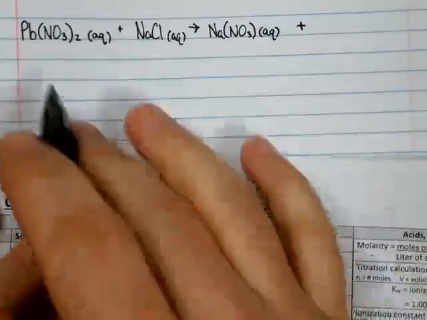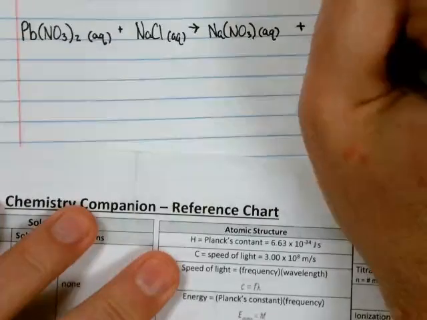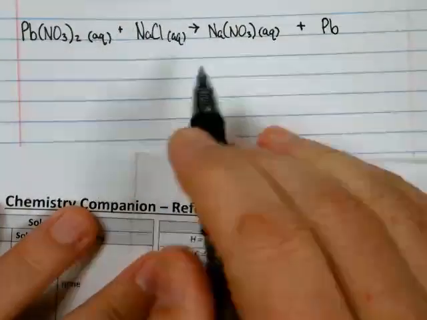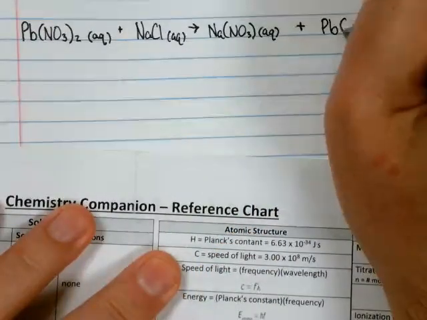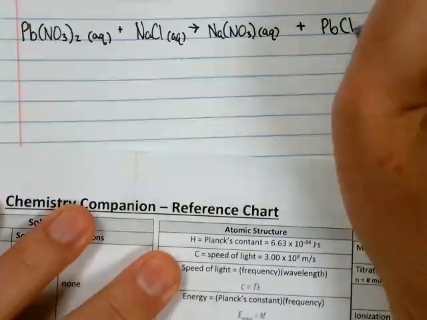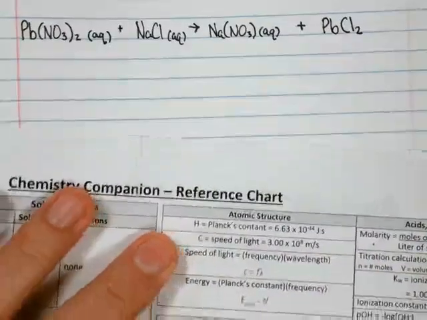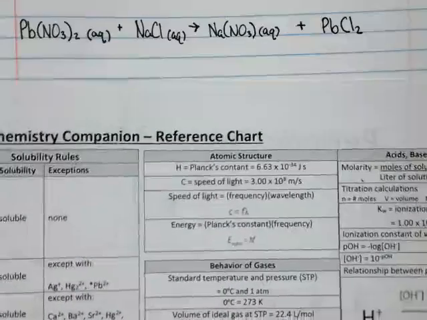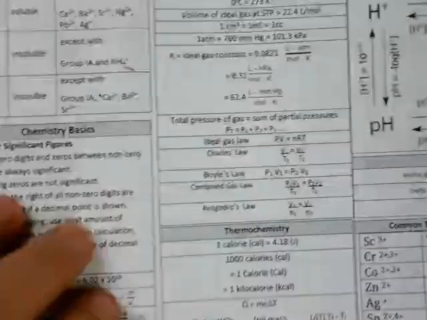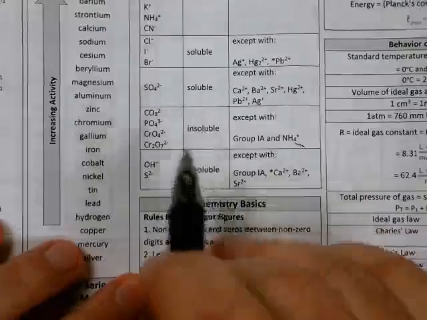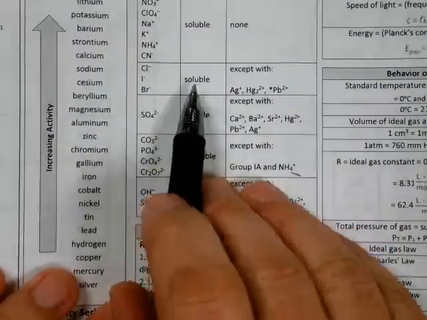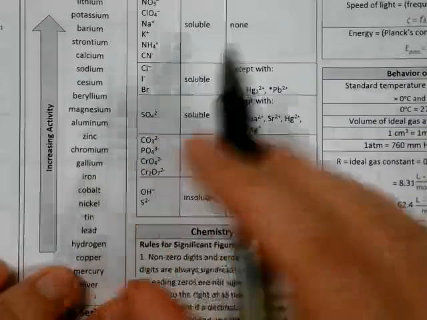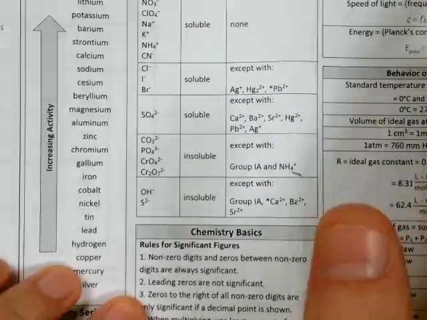Now the next one, lead chloride. Since lead had a 2+ charge, chlorine has a 1 negative, PbCl2. Then what's the state of matter of lead chloride? So we come over here and we see chloride is soluble. So could we have 2 aqueous products?